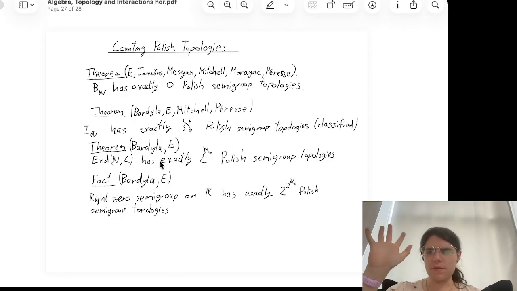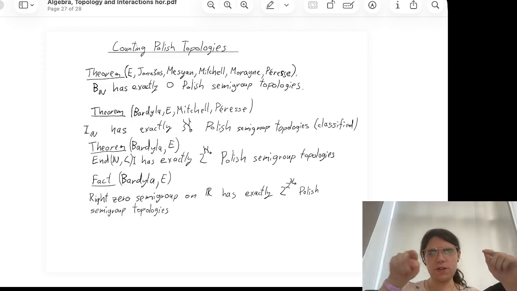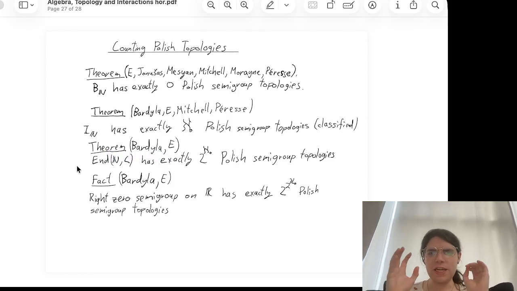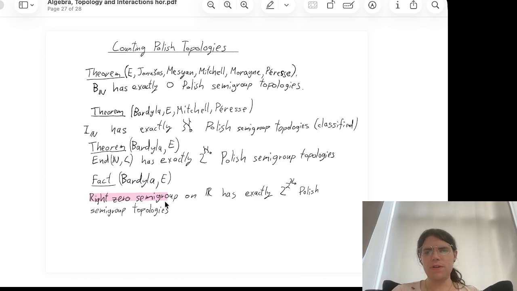So there will be a theme to this. If you look at the endomorphism moid of the naturals, but you are looking at the strict order, so in this case the elements of this have to be injective, you can prove that there's exactly continuum many Polish semigroup topologies on that. And if you fiddle with it, there's this other thing. Actually, if you take the right 0 semigroup on an uncountably infinite set of size continuum, then it has exactly 2 to the continuum Polish semigroup topologies. And we have many examples of things which have exactly 1.